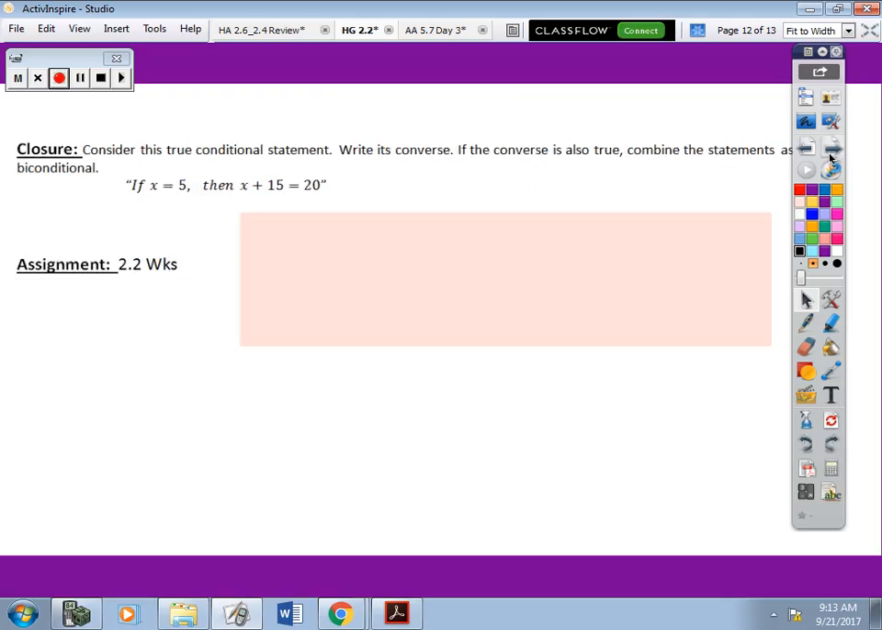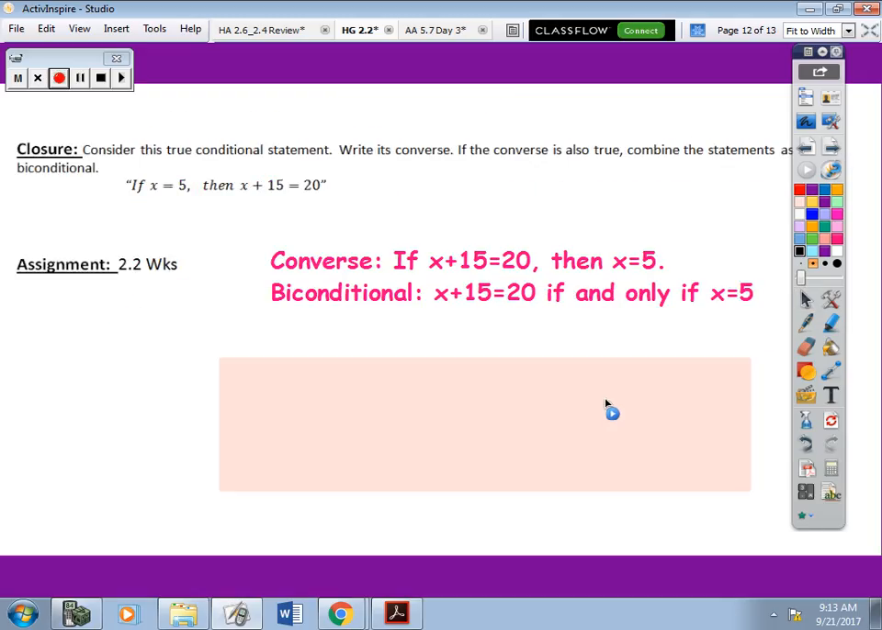So for the closure, the converse would be, if x plus 15 equals 20, then x equals 5. And the biconditional would be, x plus 15 equals 20 if and only if x equals 5. And of course, they are both true, so that's why we were able to write them. Now on the homework, let's suppose that this was false, okay? You would not be able to write a biconditional. So in some of the homework questions, it will say, write the converse. If both are true, write a biconditional. So if one of them is false, you don't write a biconditional, okay? You guys have the rest of class to go ahead and work on that.